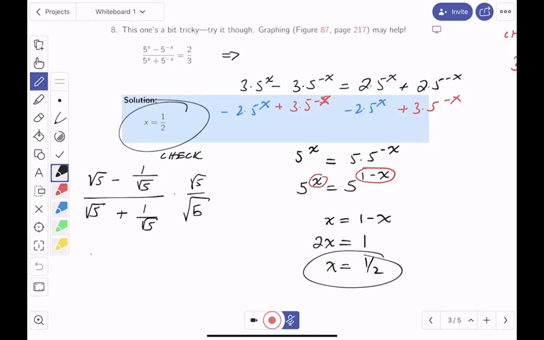And what do you get? You would get 5 minus 1 on top, and on bottom, you'd get 5 plus 1. What does that give you? 4/6, which is going to be 2/3, which is exactly what they said it should be. All right, it does work out nicely.